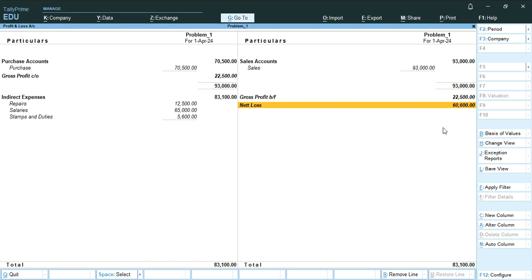Why? Because after doing this problem in your software, you need to get this value. Then only your problem is correct. Otherwise, it's not. Then how to rectify? Open your notes, check with the entries, check with the amounts, check with the functional keys. Open the daybook, verify it. Even in ledgers also, you need to observe. Okay, clear? This is the problem. 60,600 is the net loss.